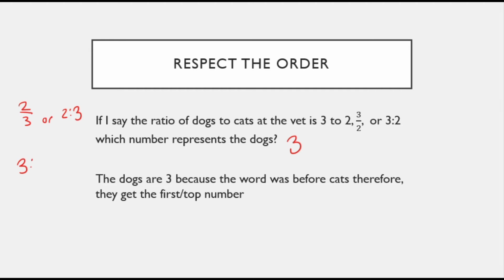If we were saying dogs to total animals, 3 to what? Well, let's say this is all the animals that are in there. 3 to 2. So we've got 3 dogs, 2 cats. The ratio of dogs to total animals is 3 to 5. Cats to total animals is 2 to 5. Total animals to cats is 5 to 2.